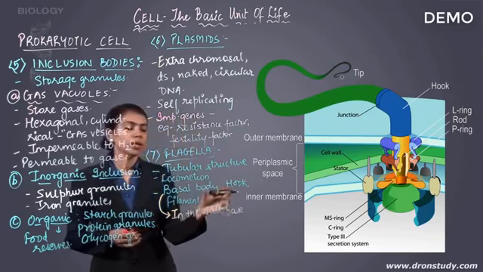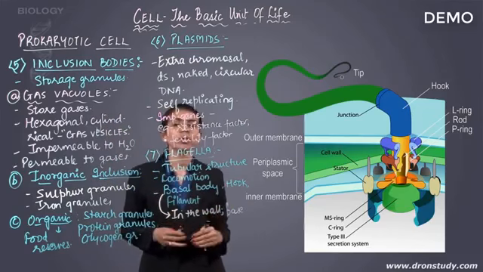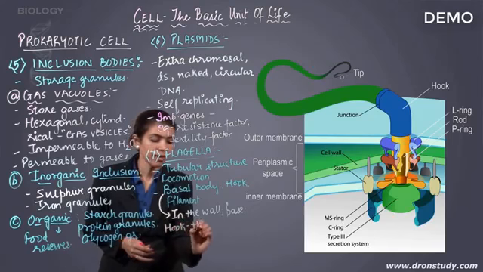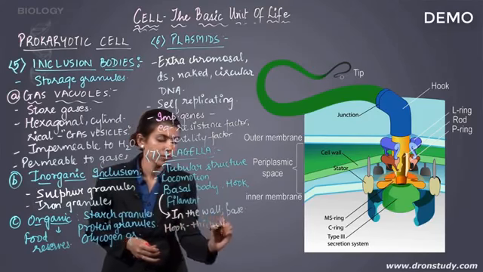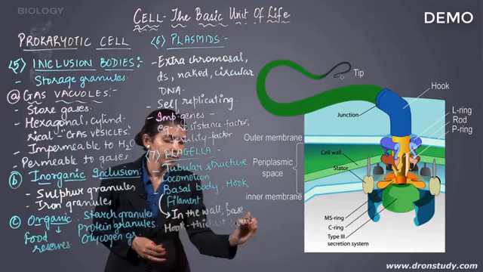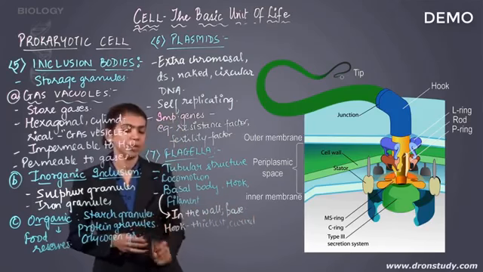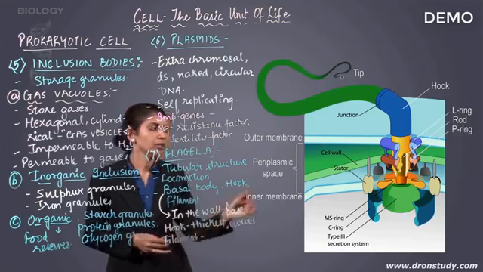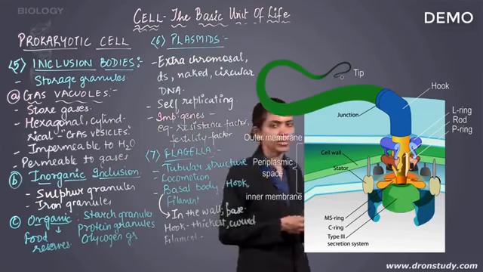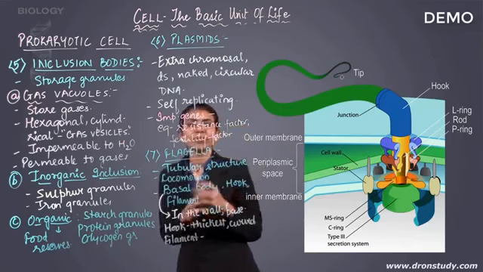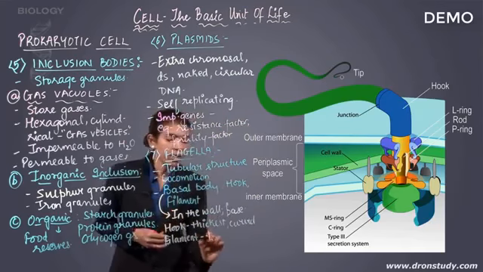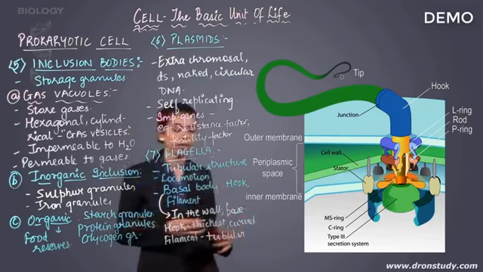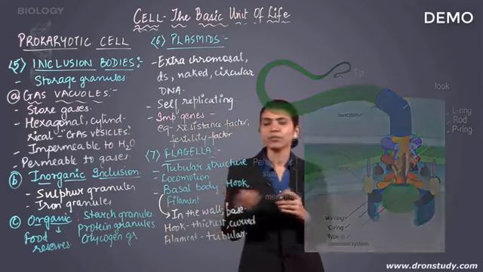Then comes the hook. The hook connects the basal body to the filament, and it is a curved part. The hook is the thickest and curved part. Going next to the filament, as we can see, the filament is again a tube-like structure, and it is the beating of this filament which helps the bacteria to move around. So that was about the flagella.